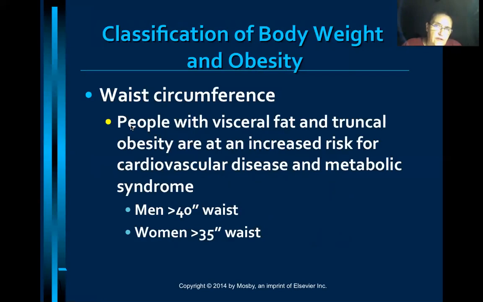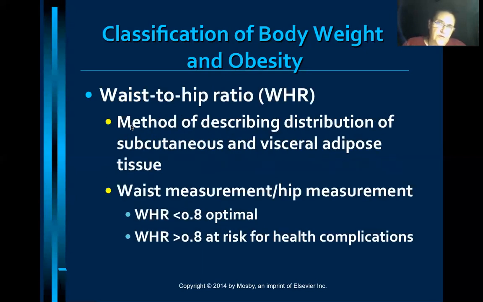Waist circumference is another measure that we use. People with visceral fat or truncal obesity are at an increased risk for cardiovascular disease and metabolic syndrome. For men, this is a waistline that's greater than 40 inches. For women, it's a waist that's greater than 35 inches. We also use a waist to hip ratio, and this is a method of describing distribution of subcutaneous and visceral adipose tissue. So the waist measurement over the hip measurement, less than 0.8 is optimal. Greater than 0.8 is at risk for health complications.